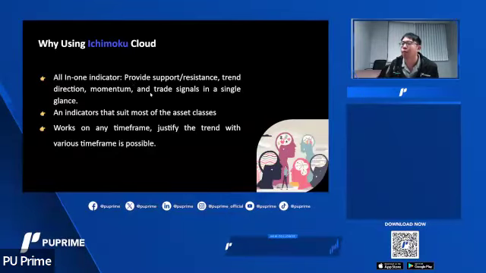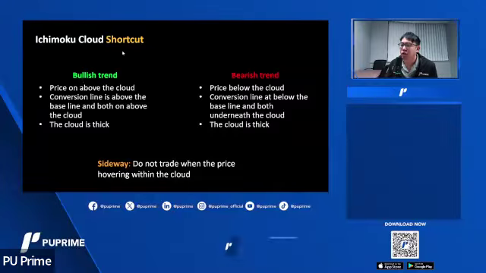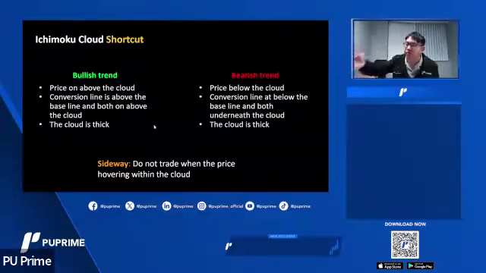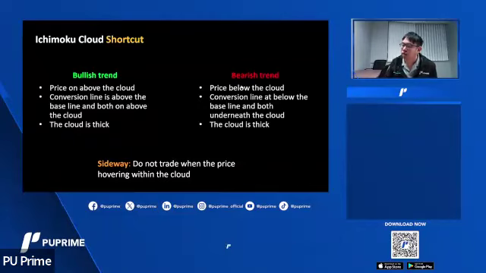Okay, because it also helps you filter out some of the noise. And this is like a shortcut, a hack for you if you want to snap it and digest it in the future. When you pull up your chart, you plot in the Ichimoku. When you have this condition, it means a bullish trend. If you have this condition, this is the bearish trend, and this means do not trade.